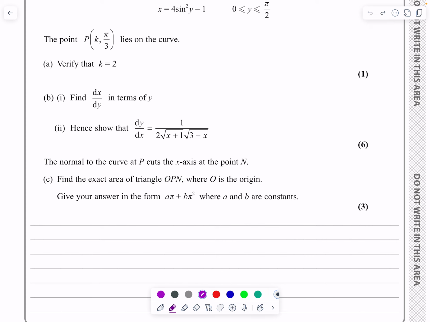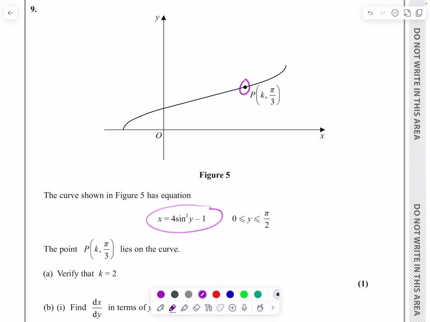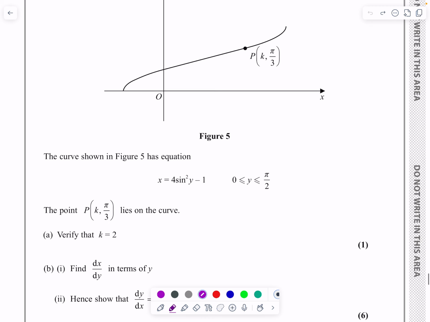Let's just go through each bit separately though, because the first bit starts off okay. We're given this function, x equals 4 sine squared y minus 1, for y between 0 and pi over 2. And it says this point P here, which is k pi over 3, can we work out what the k is worth? In fact, can we say that it's equal to 2? Yeah, absolutely, we can do that part.